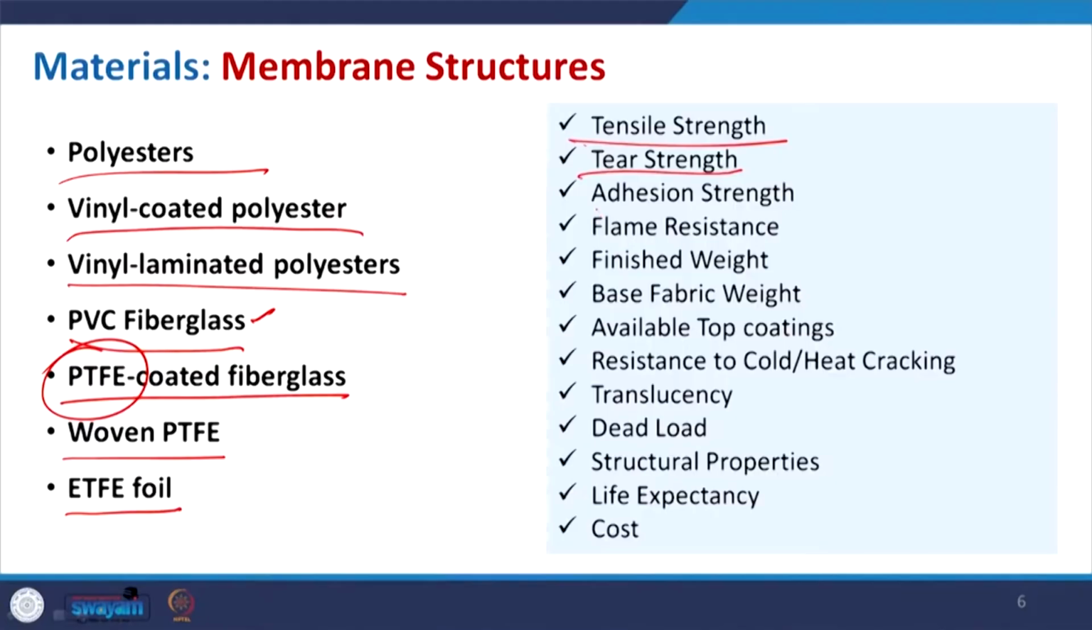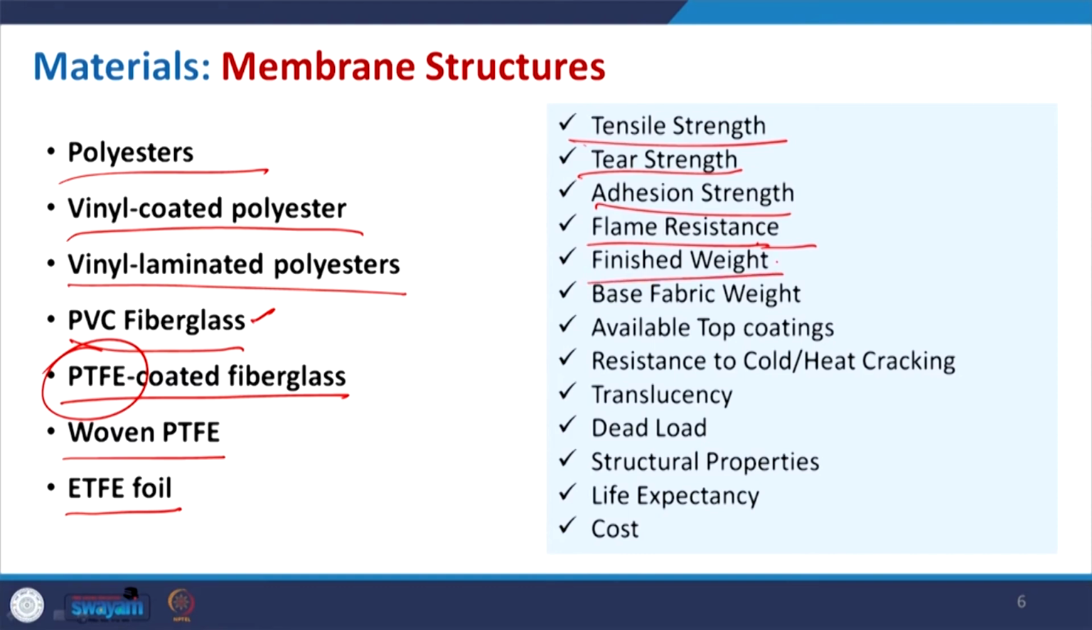Then the adhesion strength also has to be measured. Flame resistance is one of the important criteria, because these are normally used in public gatherings, to make a convention hall, maybe a circus tent and all. So, for extreme heat or some fire case, how will it help and how will it resist against those odds? That should be taken into consideration.